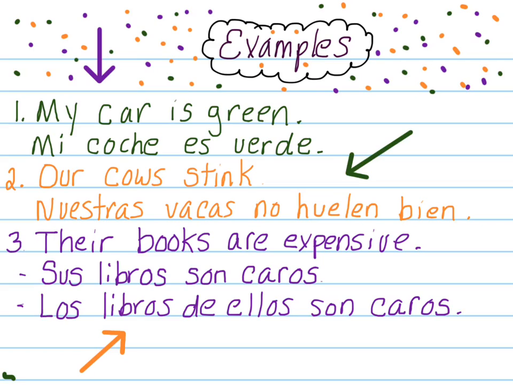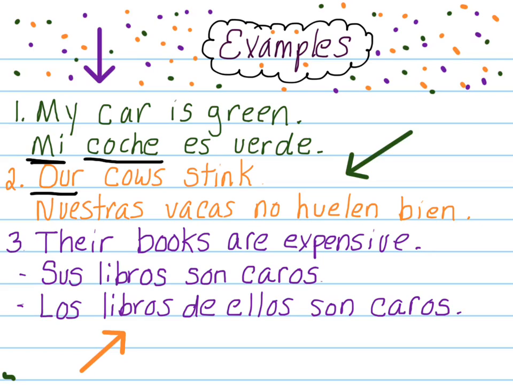Now, just for a few examples, we're almost finished. You're doing great. My car is green. Since car is singular, you just need the singular form of my, so it's going to be mi coche es verde. Mi coche es verde.